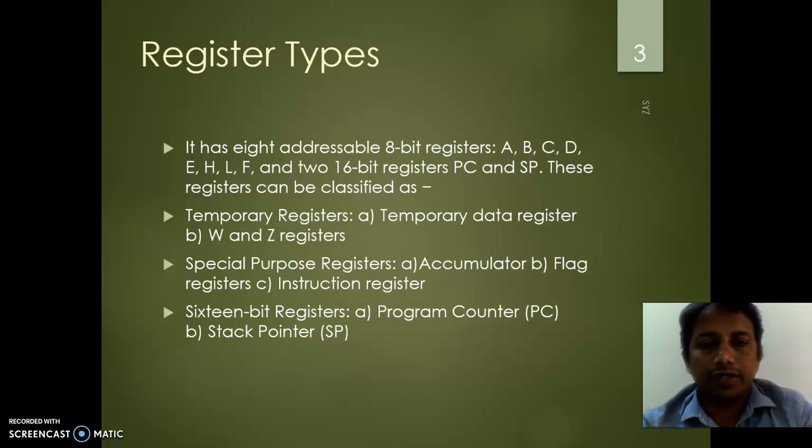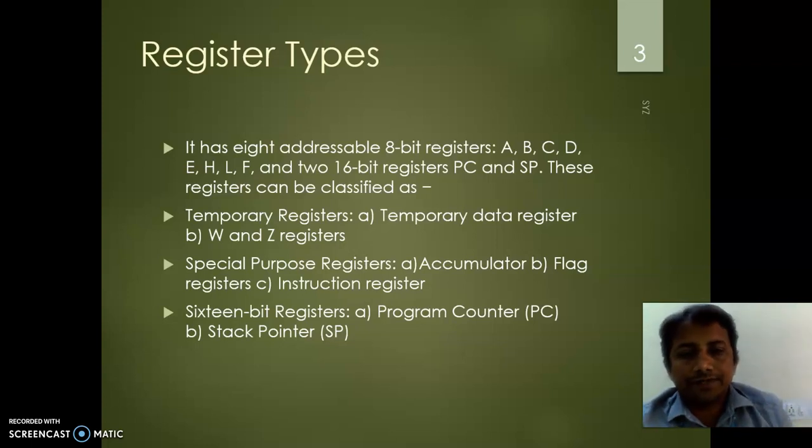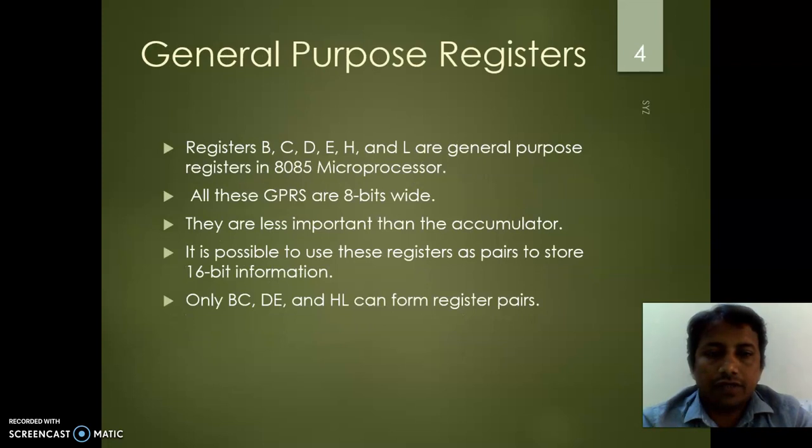There are different types of registers. First of all, 8-bit general purpose registers. We have 16-bit registers. We have temporary registers, special registers, and 16-bit registers. We will be discussing these registers. First, we will start with 8-bit general purpose registers. Then I will be discussing temporary registers, special purpose registers, and 16-bit registers. So let's start.